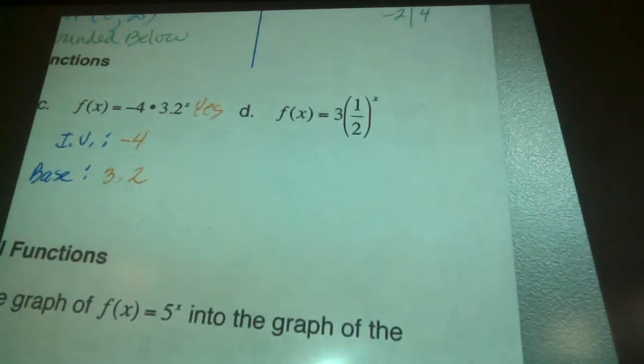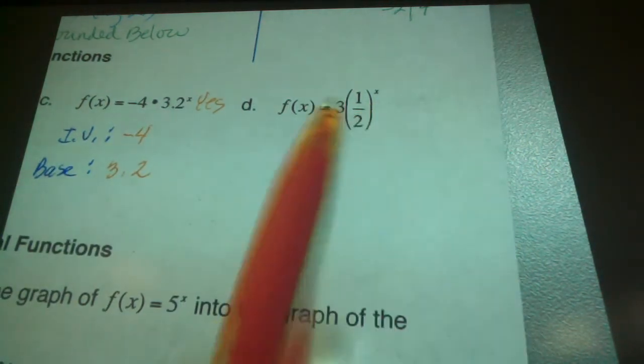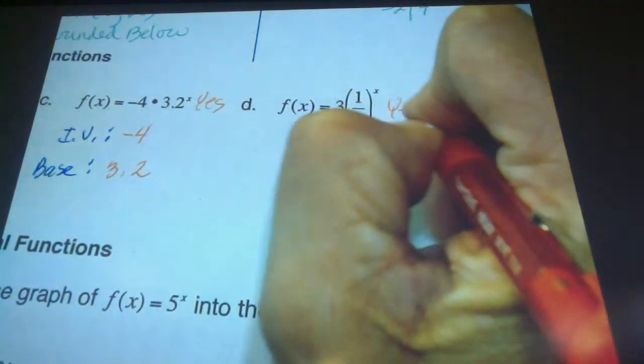Now D is a little bit more difficult. Is it an exponential function? Do you have a numbered base? Yes. Is it raised to a variable exponent? Yes. So both pass. Therefore the answer is yes.